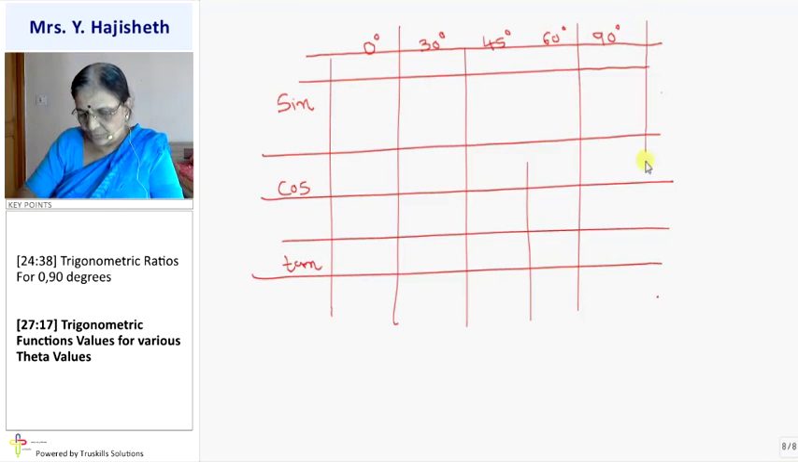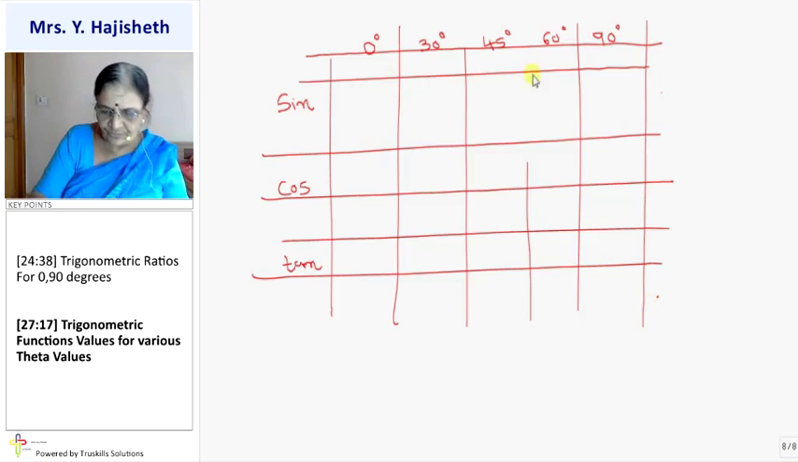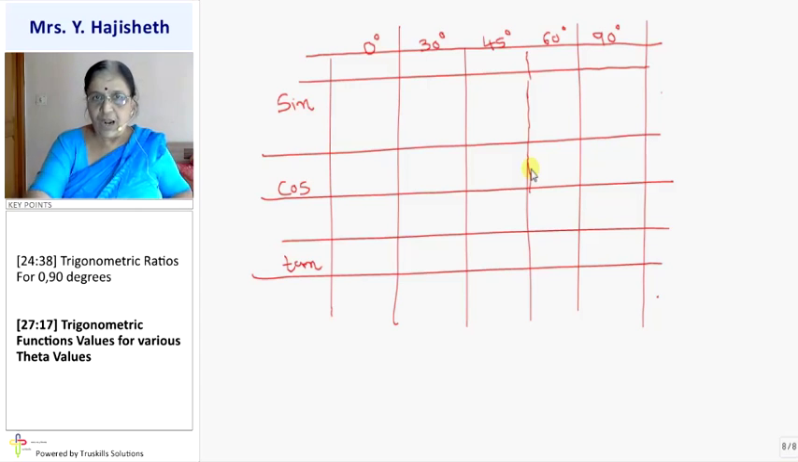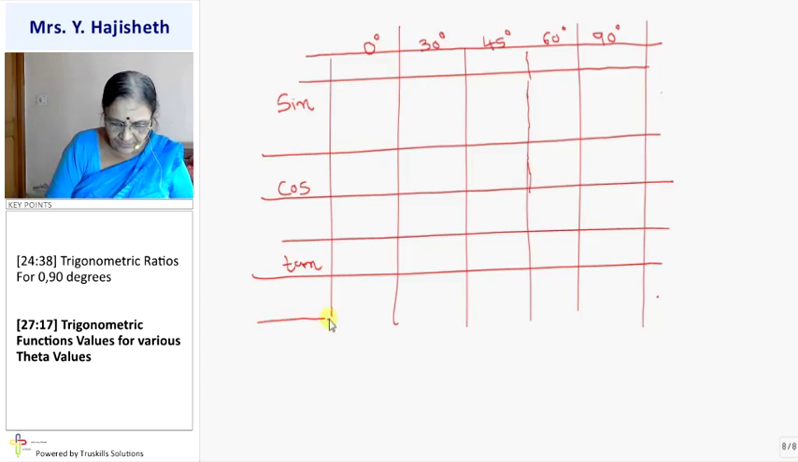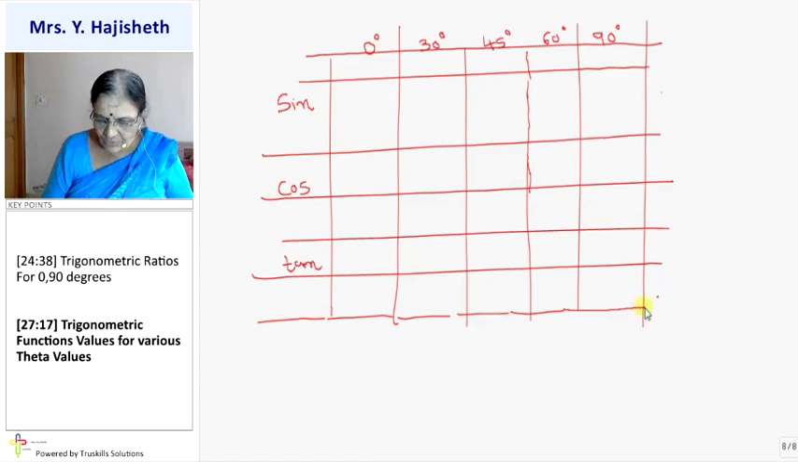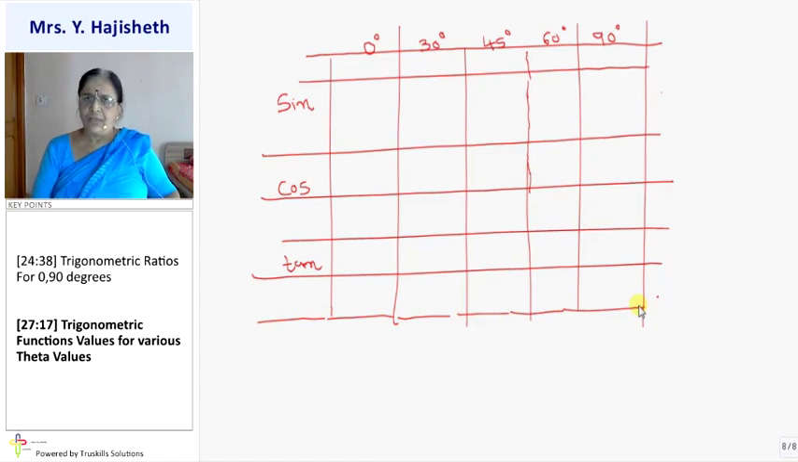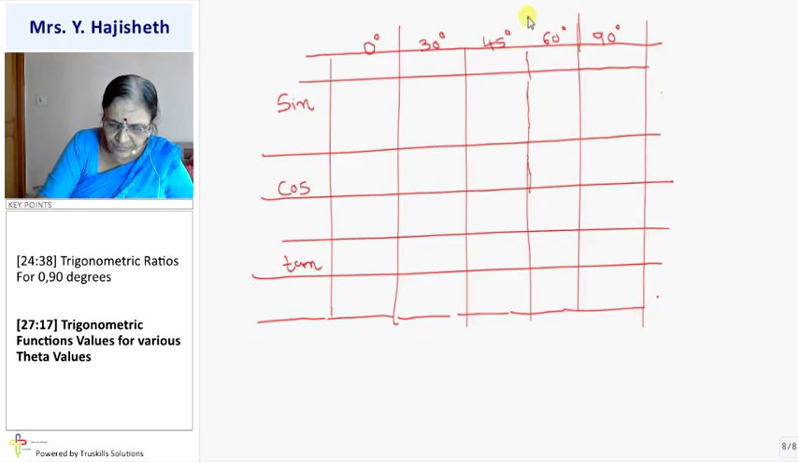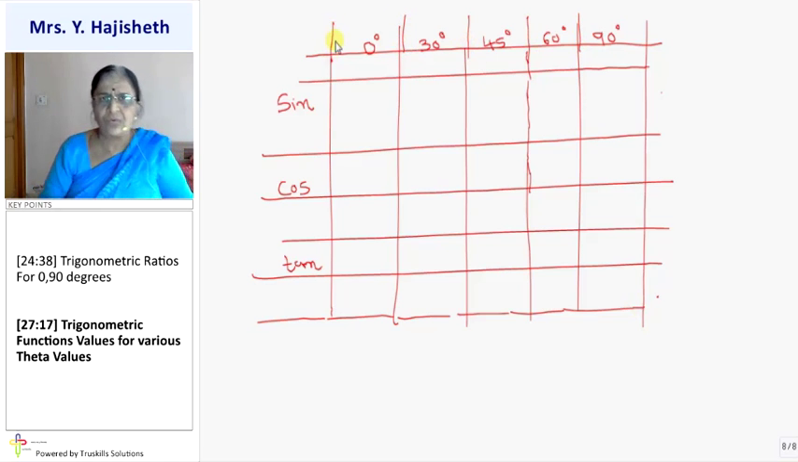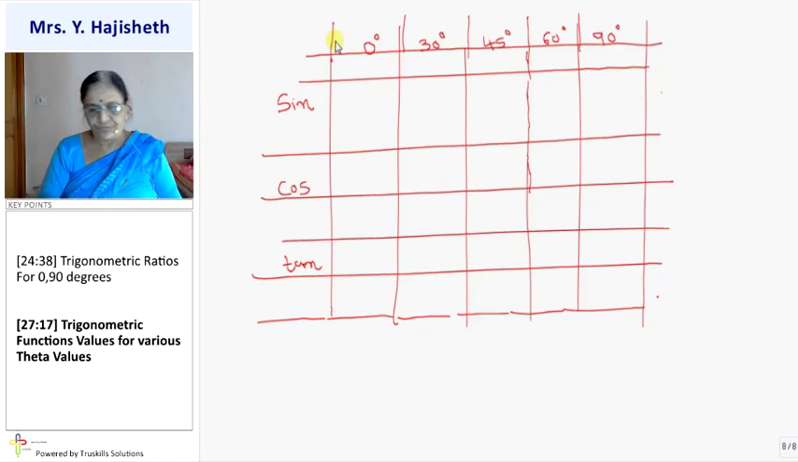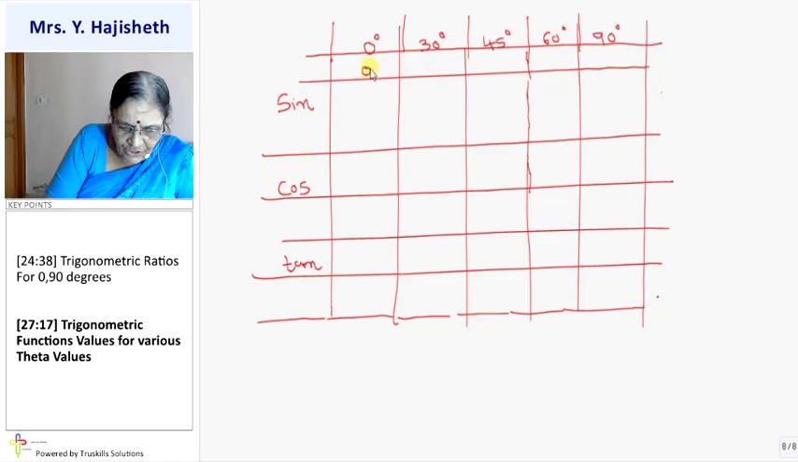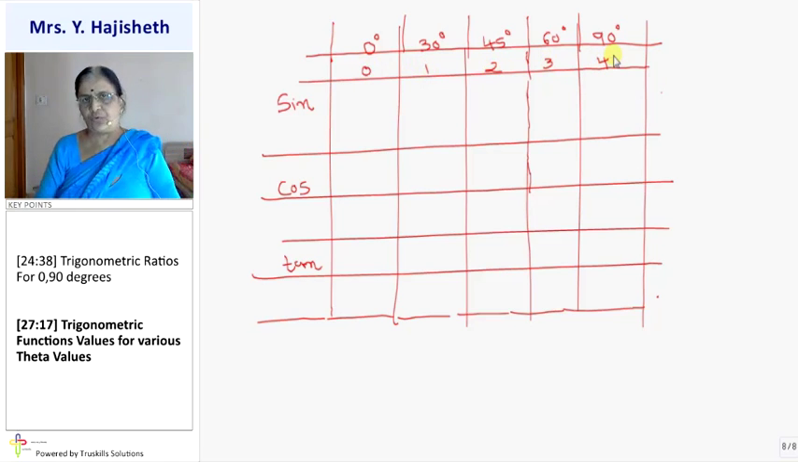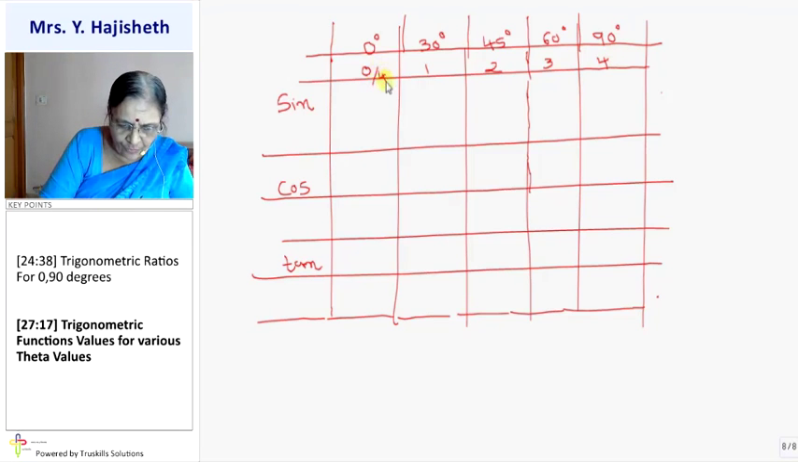All the values I know, I derived all the values. But how to remember these values? Suppose you are asked some questions like evaluate the following, where you require many values at a time. Every time you are not going to derive those values. You should remember the values. See, I write 0, 1, 2, 3, 4. Write down 1, 2, 4. Then you divide them by 4.